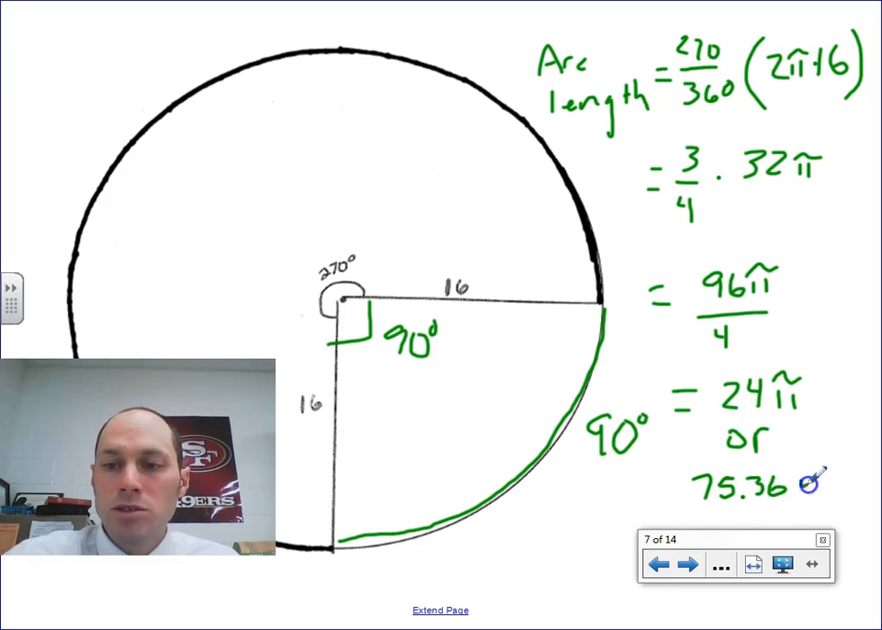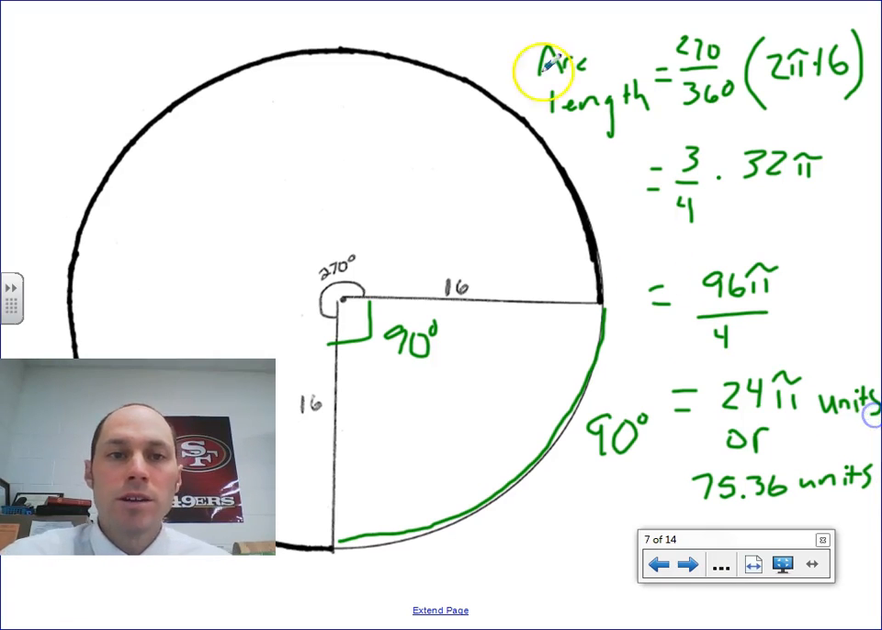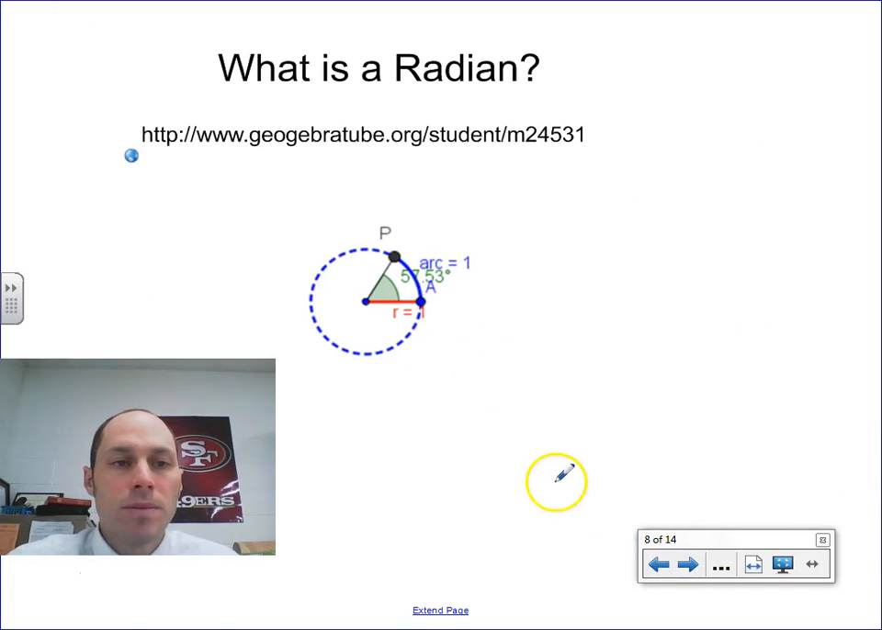We don't know the units, so we'll just call it our measurement units. It's a linear measure because we're measuring distance around. So that arc length would be 24 pi or 75.36 units in that particular circle.